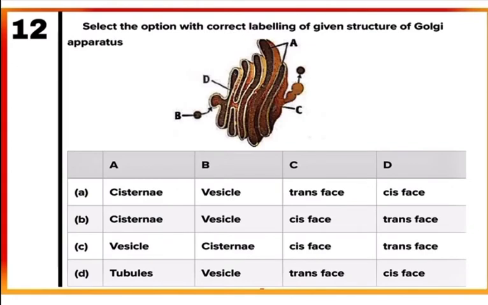Question 12. Select the option with correct labeling of given structure of Golgi apparatus. A are flat disc shaped cisternae stacked parallel to each other. B is a vesicle. C is concave trans or maturing phase and D is convex cis or forming phase. So here correct answer is option A, mark A.